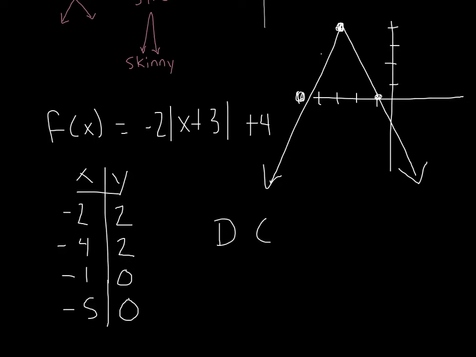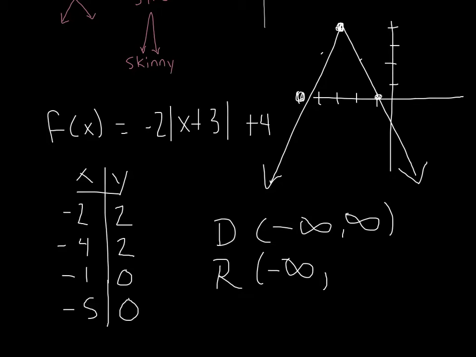Domain, it goes all the way to the left and all the way to the right. And range, on the range you do the smallest value first. So the smallest value on the y's is right here. How far down does this graph go? It goes all the way down to -infinity.